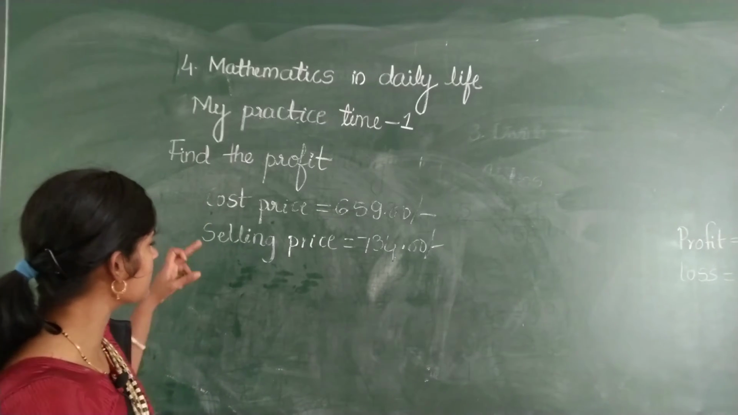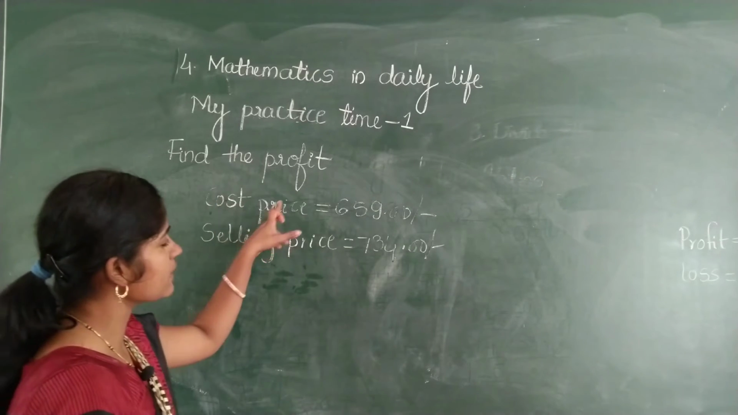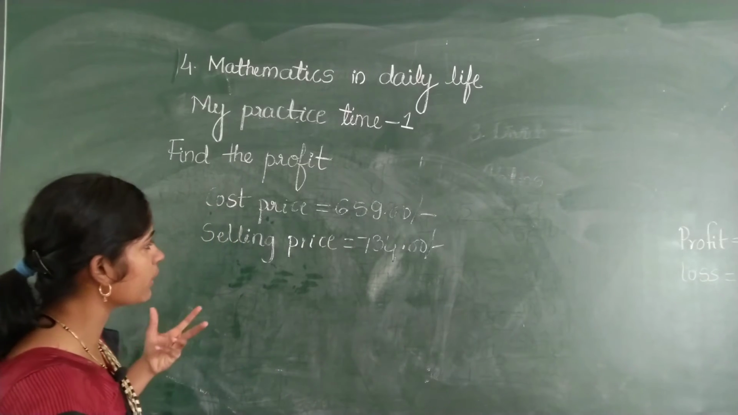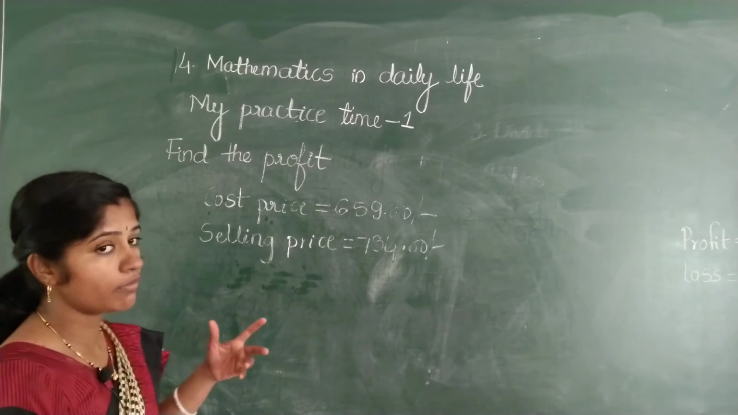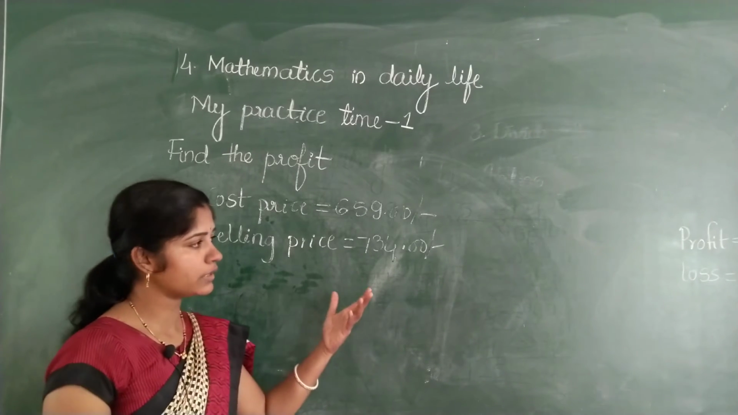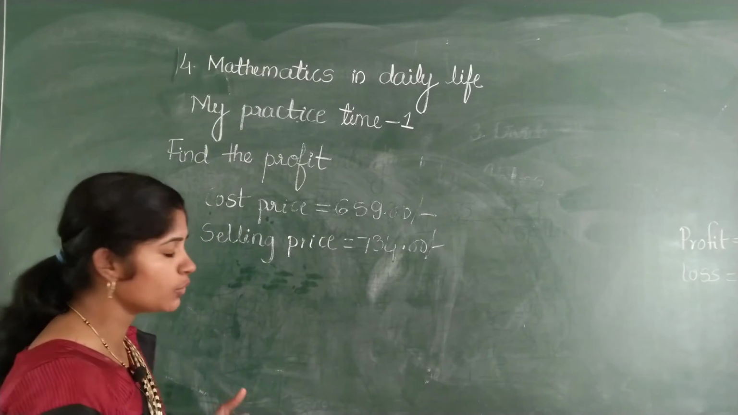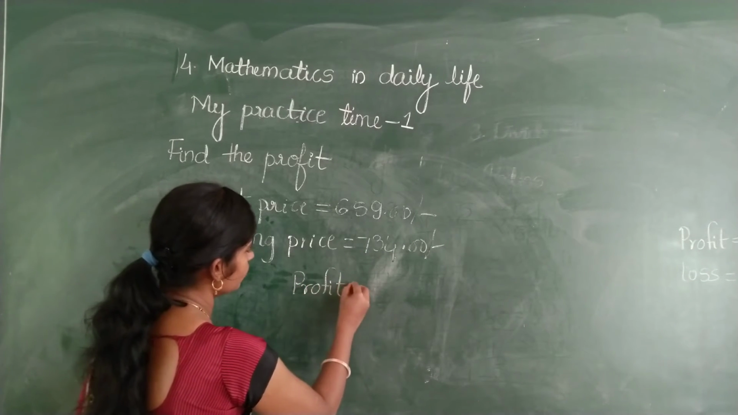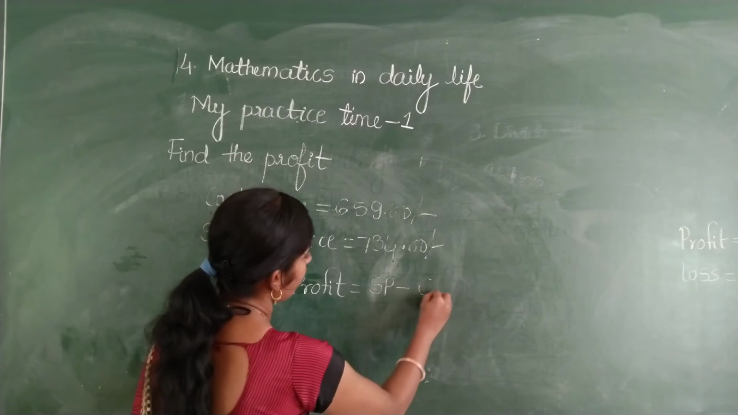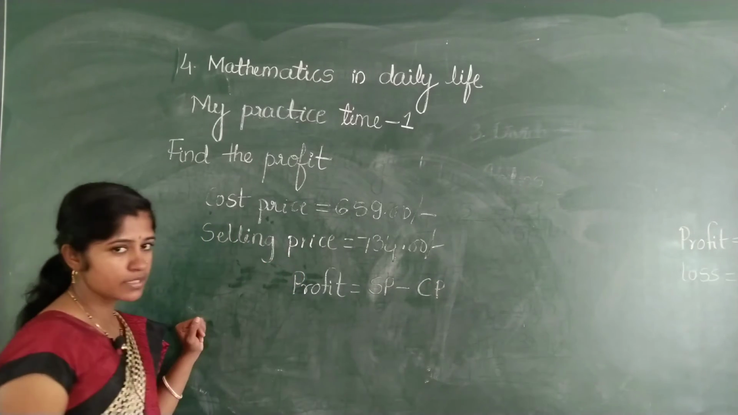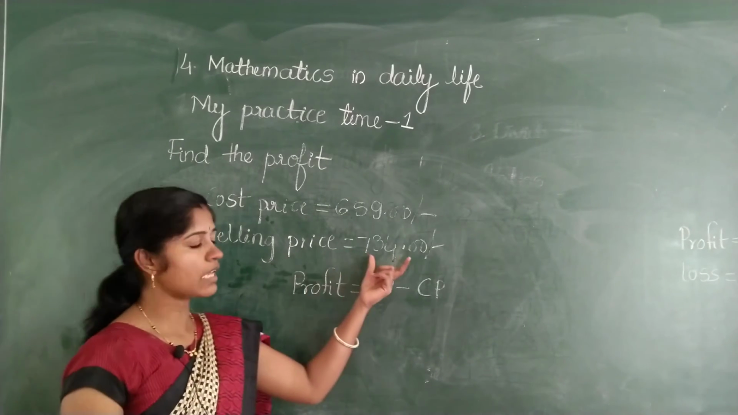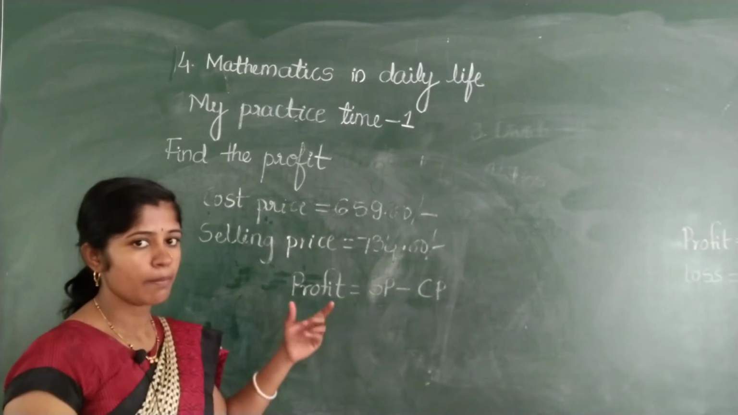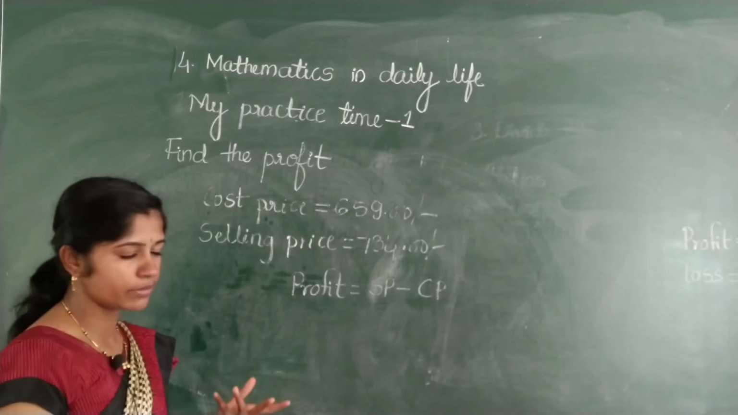Here also the same example is there. The cost price is 659 rupees. For example, you take it as a watch. You have purchased one watch for 659 rupees and you are selling this for 734 rupees. So for that you need to know the formula. So what is the formula? The formula is profit is equal to selling price minus cost price. What is its selling price here? 734 rupees and the cost price is 659 rupees. By subtracting you will get the profit of that watch.